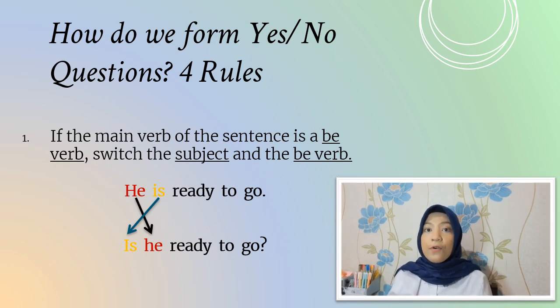How do we form yes or no questions? There are 4 rules. First, if the main verb of the sentence is a be verb, switch the subject and the be verb. For example, he is ready to go. He is the subject. Is is the be verb. So our yes or no question is, is he ready to go?